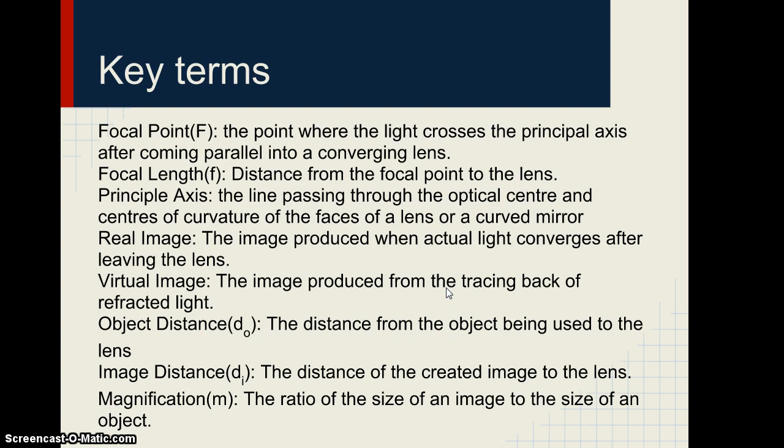The object distance is the distance from the object being used to the lens. The image distance, on the other hand, is the distance of the created image to the lens. The magnification is the ratio of the size of an image to the size of an object.